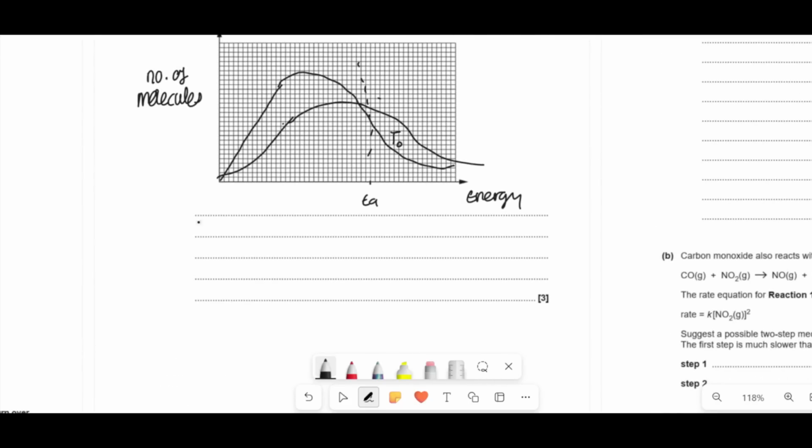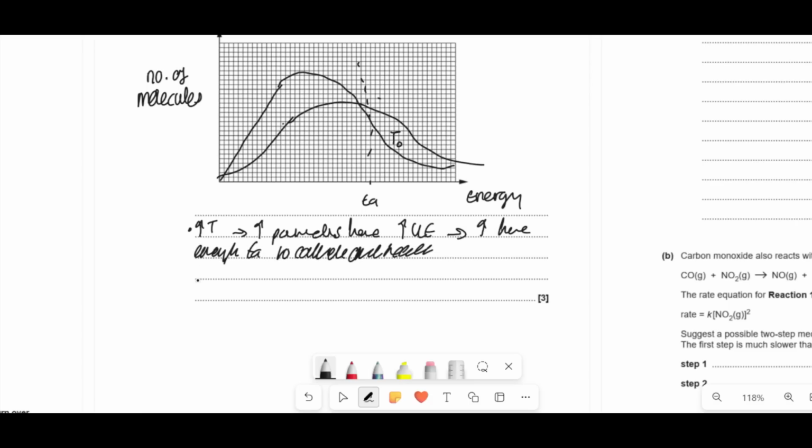Well, higher temperature means more particles have more kinetic energy, so they'll have enough energy, the minimum activation energy, to collide and react. Also, the increased temperature means more kinetic energy, so there are more collisions.